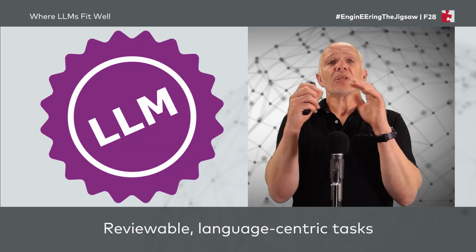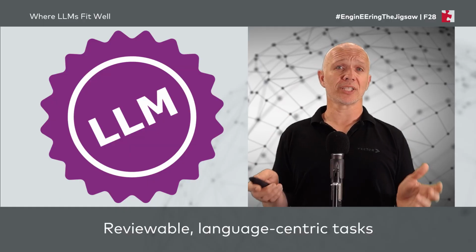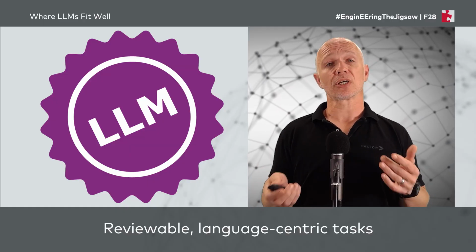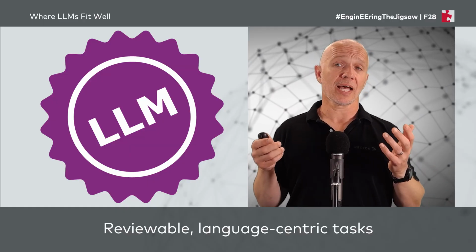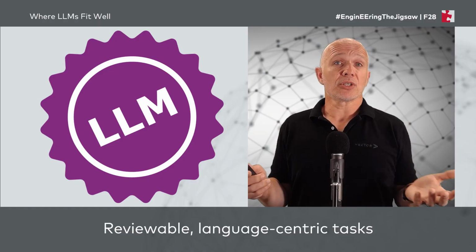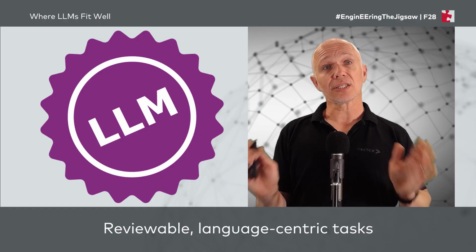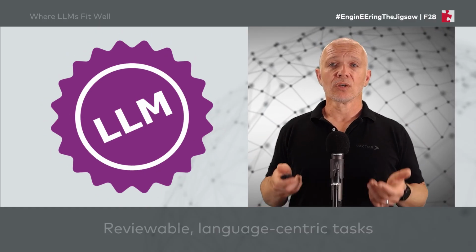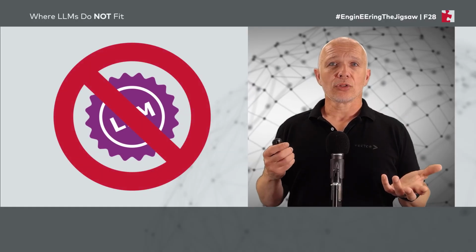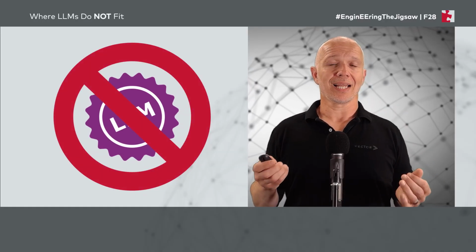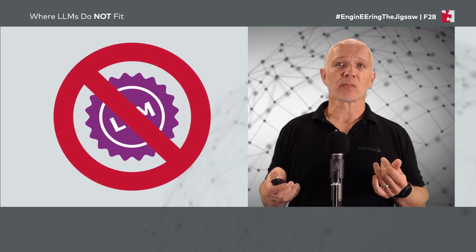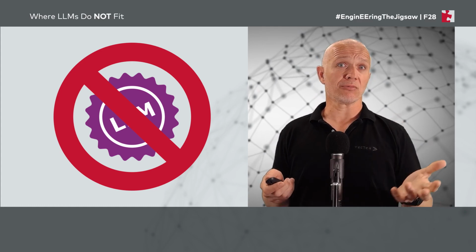So where we have reviewable language-centric tasks, LLMs can support human reasoning, and of course, this means that a human remains the decision maker. Where, though, aren't LLMs suitable? Where do they not fit? Well, it's kind of the opposite of what we just talked about.